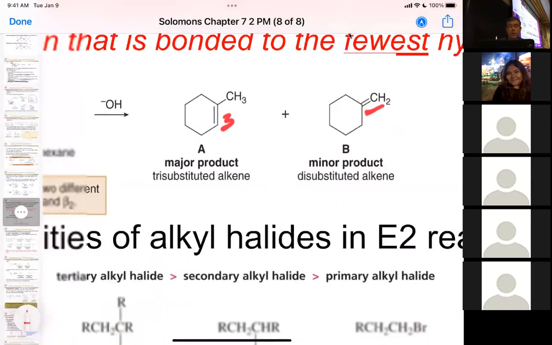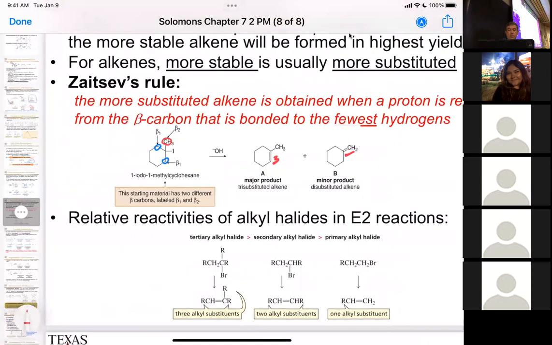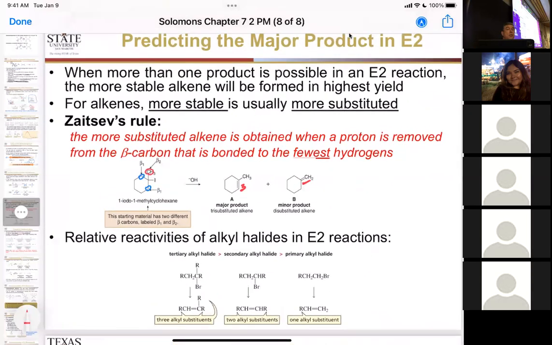Okay, so we call this rule Zaitsev's Rule. What we'll see here is that our relative rates also follow that tertiaries are faster because it's going to give us the more substituted alkene, and we have choices for our beta hydrogens. The secondaries are going to go a little bit faster than the primaries, and the primaries go the slowest because it can only give us terminals. Okay, so this is our first rule: make the most stable alkene you can.